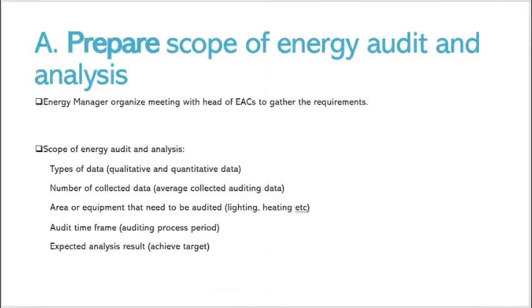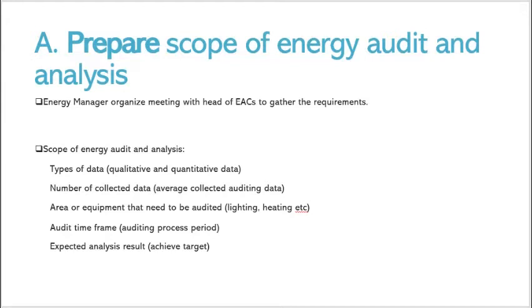Next, I will explain briefly about the method. The first method is to prepare scope of energy audit and analysis. For the first point, energy manager needs to organize a meeting with head of EAC to gather the requirement. And next point is we'll discuss about the scope of energy audit and analysis. For the first scope, we have the type of data, which is talk about qualitative and quantitative data.